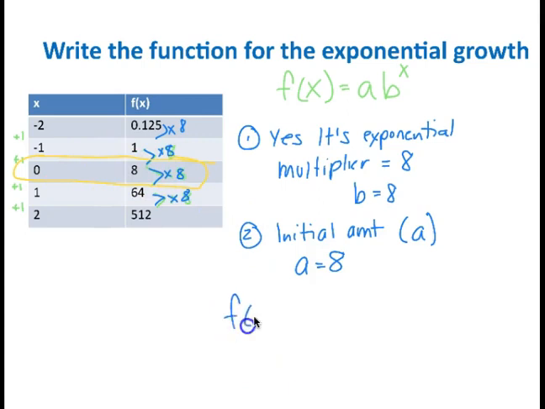We're done. f of x equals, our a value is 8. Our b value is also 8, and we're raised to the x power. So lots of 8s there. Okay. I'm going to go on to the next slide, so if you need more time, go ahead and click pause.